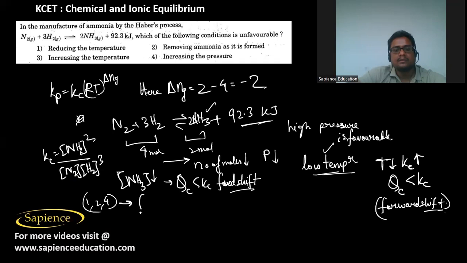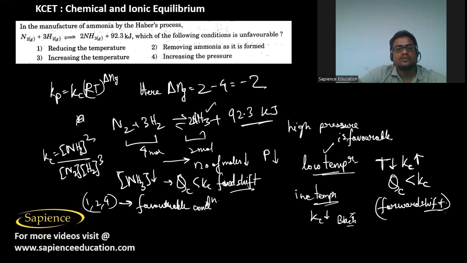So 1, 2, and 4, these are favorable conditions, and increasing the temperature is an unfavorable condition, since if we increase the temperature, then the value of Kc will decrease and there will be a backward shift. So option 3 is the correct answer.